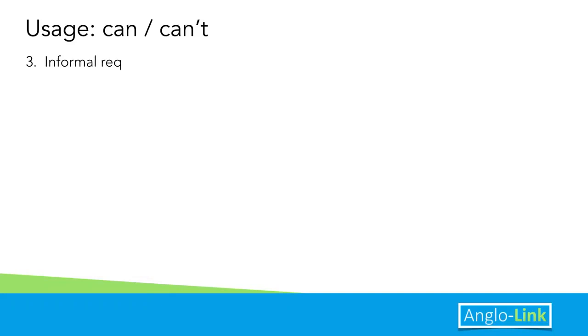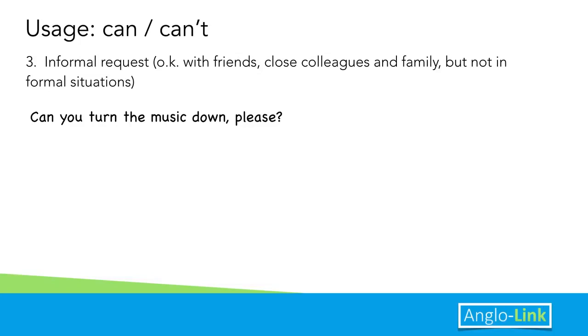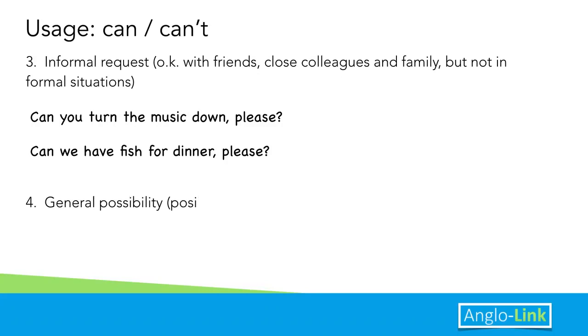The third usage is informal requests. It's okay to use can with friends or close colleagues and family, but not in formal situations. So you can say to a family member, "Can you turn the music down, please?" Or, "Can we have fish for dinner, please?" The fourth usage is general possibility, that's only with the positive verb can. For example, interest rates can go up or down.